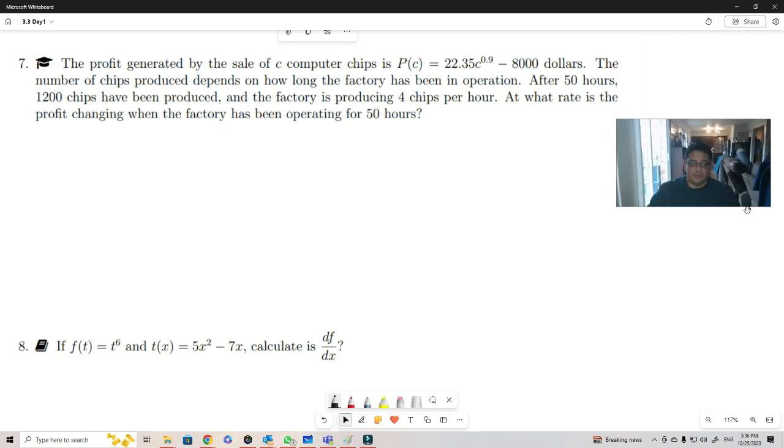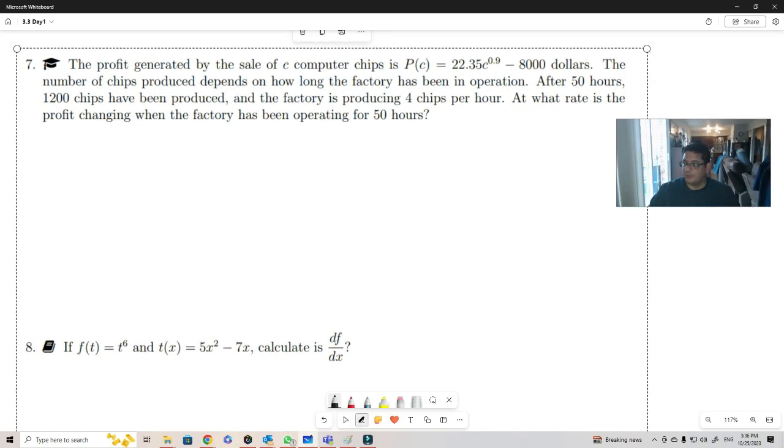Now let me move to another application. So we have here that the profit generated by the sale of computer chips is given by the function P of C equals 22.35 C to the power 0.9 minus $8,000. The number of chips produced depends on how long the factory has been in operation. So notice there's a factor of time here. After 50 hours, 1,200 chips had been produced, and the factory is producing 4 chips per hour.